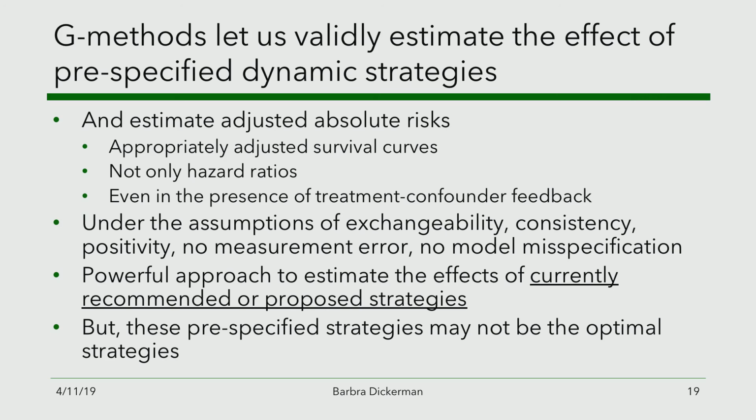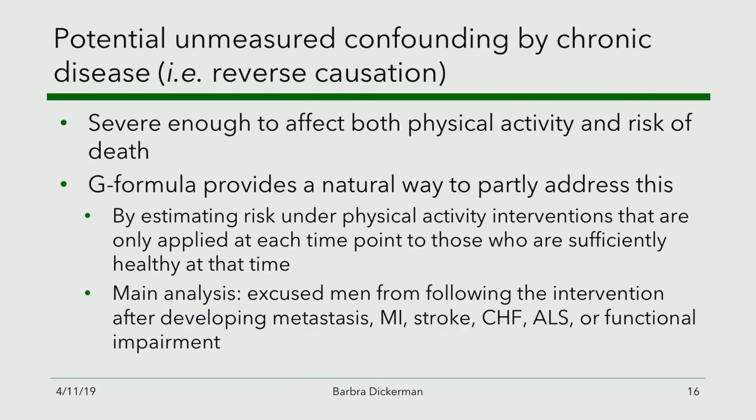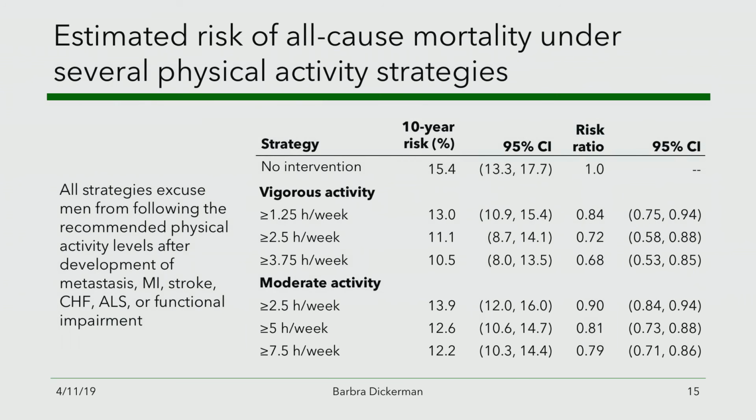So this makes it a powerful approach to estimate the effects of currently recommended or proposed strategies that therefore we can specify and write out precisely as we did here. However, these pre-specified strategies may not be the optimal strategies. So again, when I was doing this analysis, I was thinking there's so many different weekly durations of physical activity that we're not looking at. There's so many different time-varying covariates where we could have different dependencies on those for these strategies over the time, and maybe those would have led to better survival outcomes among these men, but all of that was unexplored.